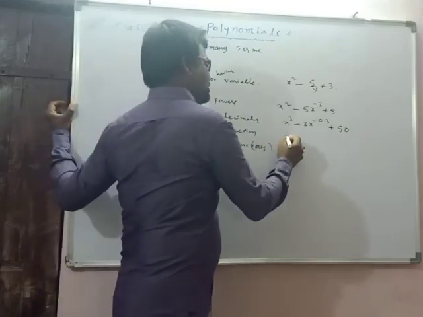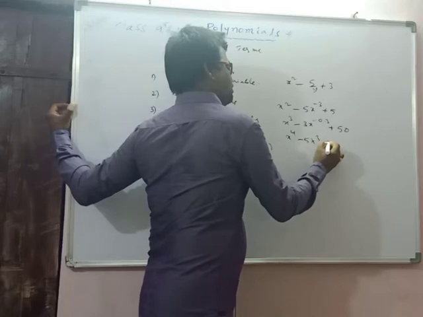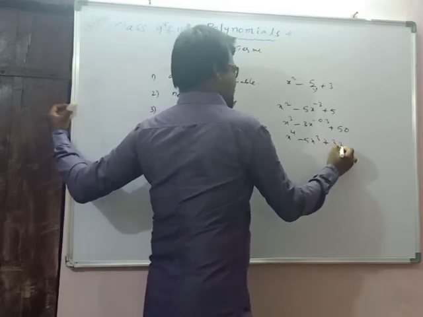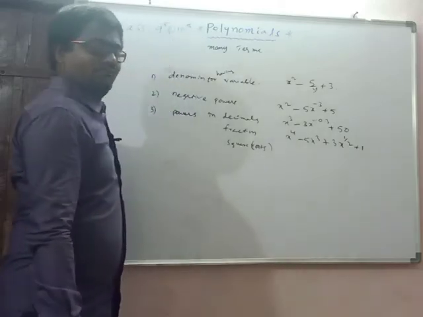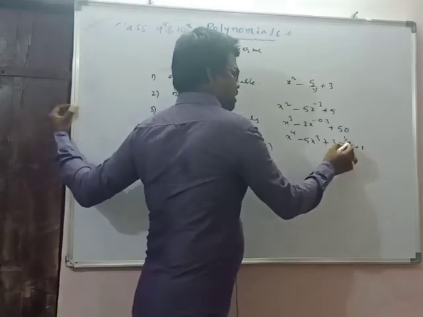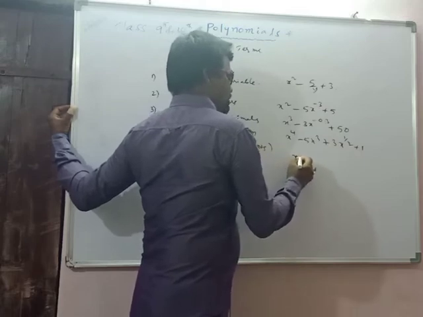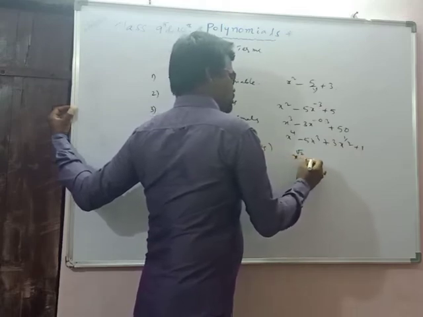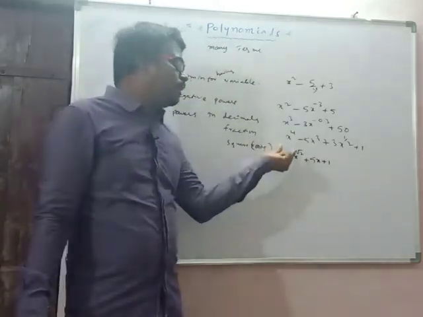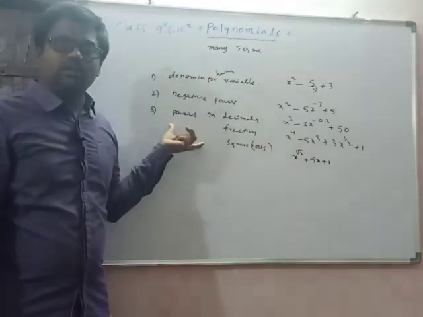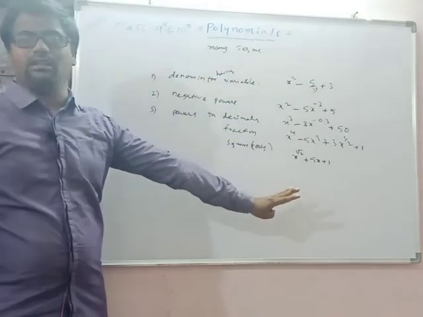Next, fraction means x power 4 minus 5x cube plus 3x power 1 by 2 plus 1. This is 1 by 2. This is 0. This is minus 3. And square root means x power root 2 plus 5x plus 1. So power should be only whole numbers. Then only it will be polynomial. Otherwise it is not a polynomial.